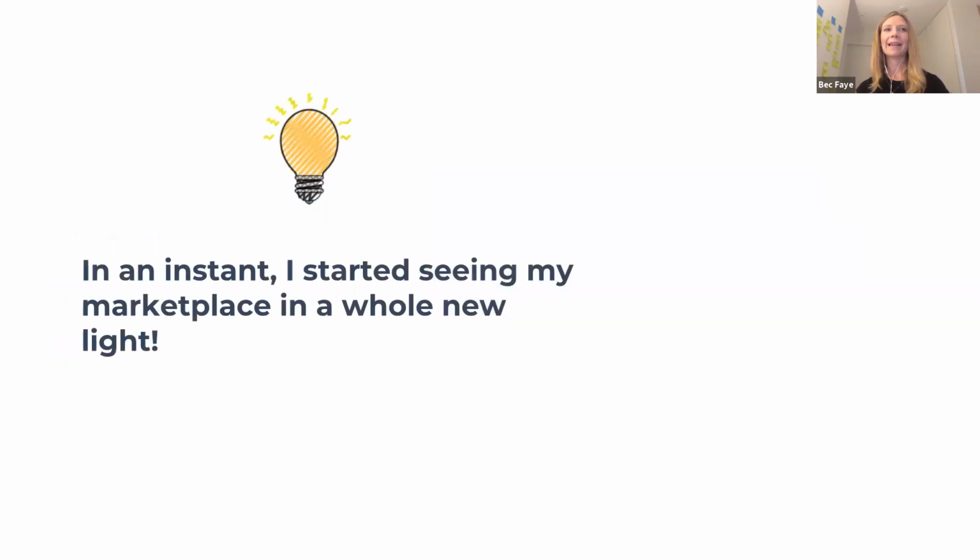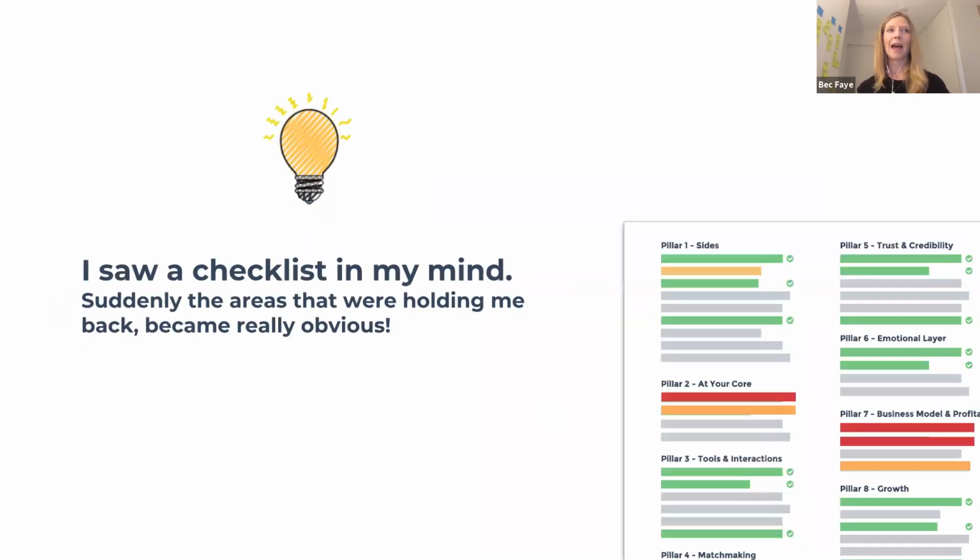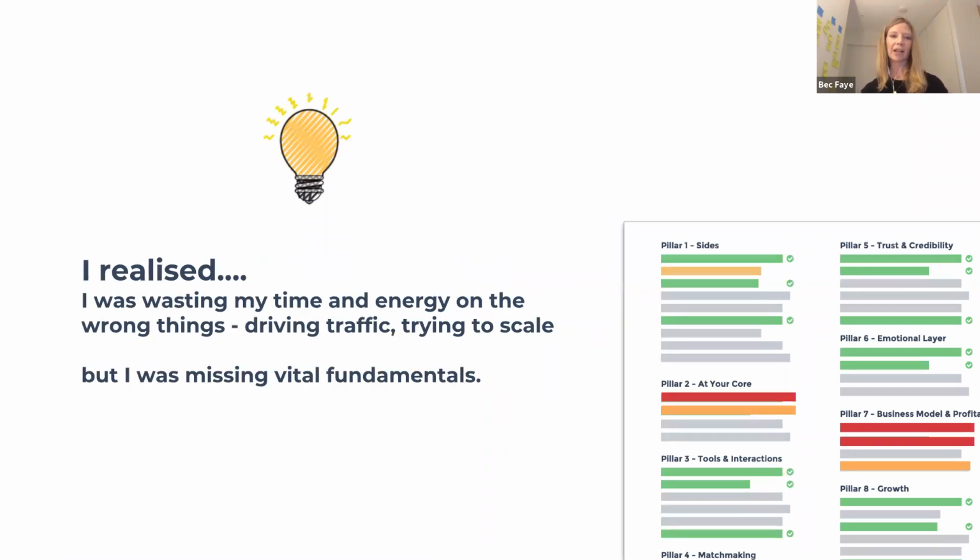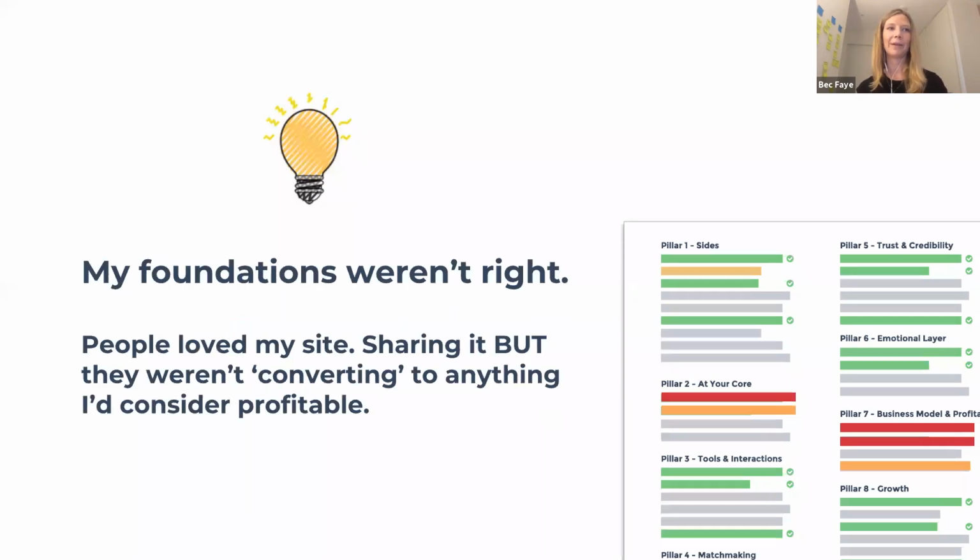And in that instant, I started seeing my marketplace in a whole new light. I saw a checklist in my mind, and suddenly the areas that were holding me back became really obvious. I realized that I'd actually been wasting my time and energy on the wrong things. I'd been driving traffic and trying to scale, but I was missing these fundamental flaws. I was really missing these vital elements.